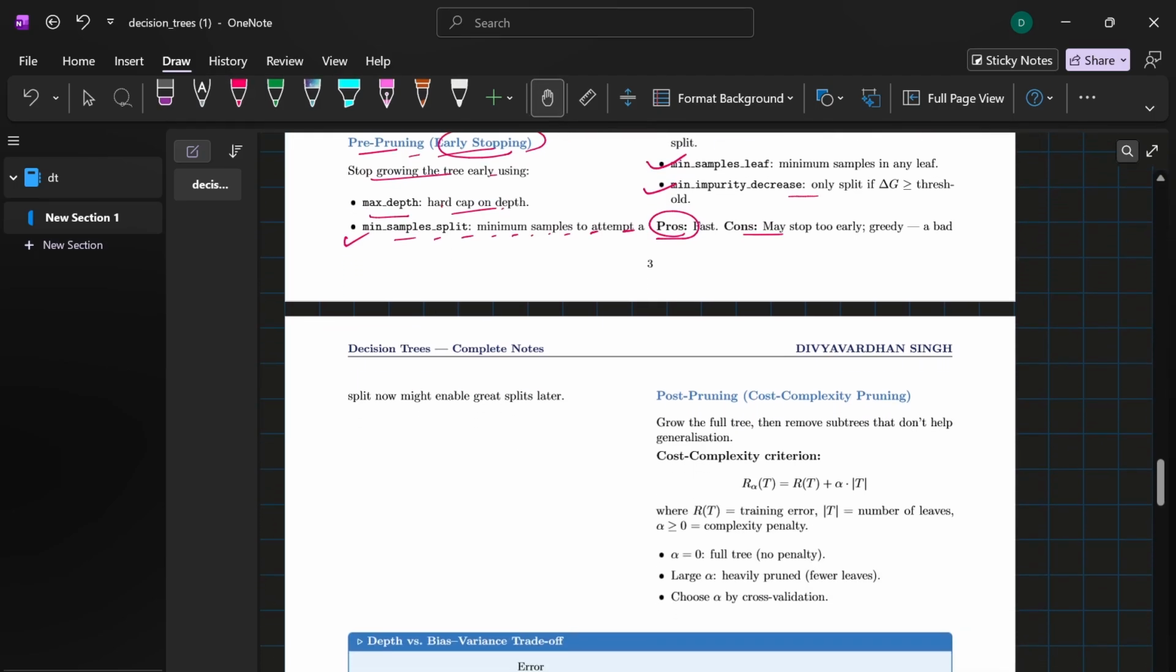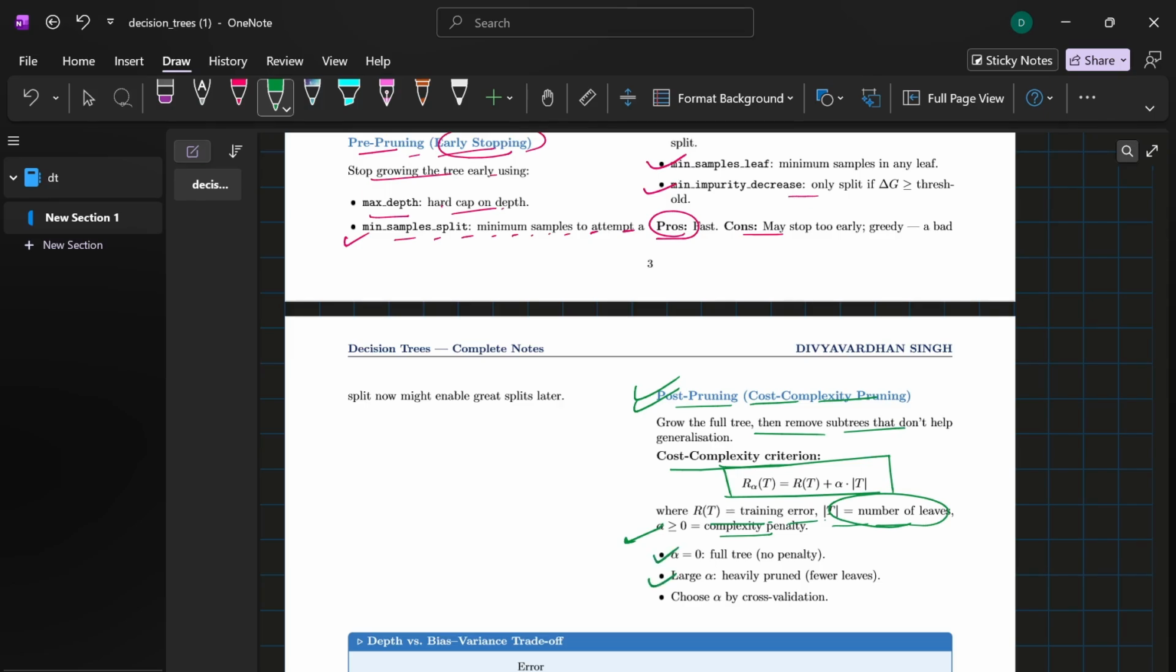Now moving towards the second, that is post-pruning, cost complexity pruning. Here what we do is grow the tree fully to the end and then trim it back. The criterion for this is as given, where R of T is the training error, mod of T is the number of leaves, and alpha is your complexity penalty. When alpha equals 0, you get a fully unpruned tree. As alpha increases, the tree gets pruned more and more, and you can choose the alpha parameter according to cross validation. We'll understand choosing alpha in hyperparameter optimization, which we'll talk about in future lectures.